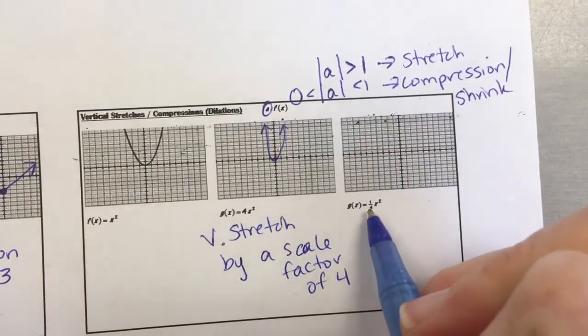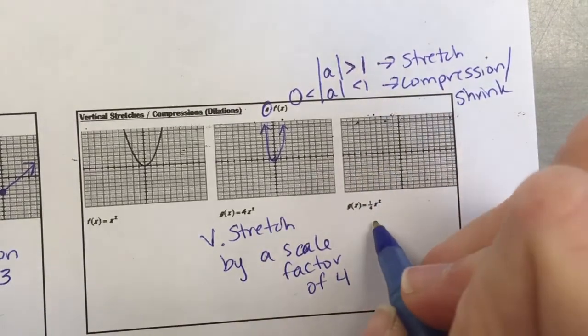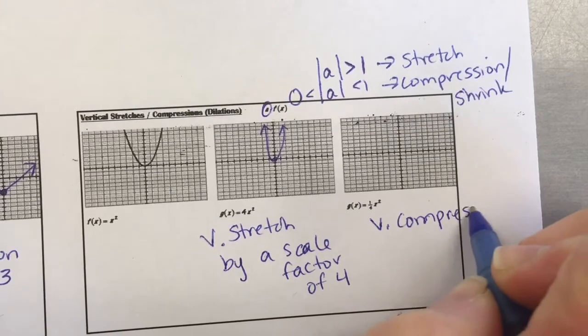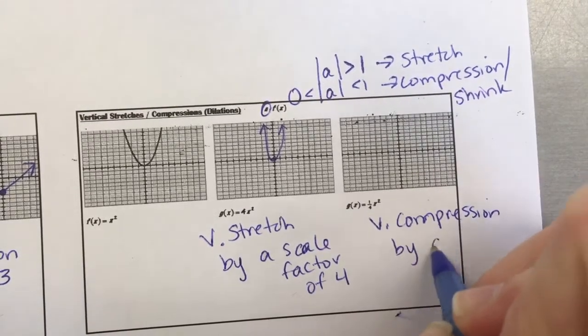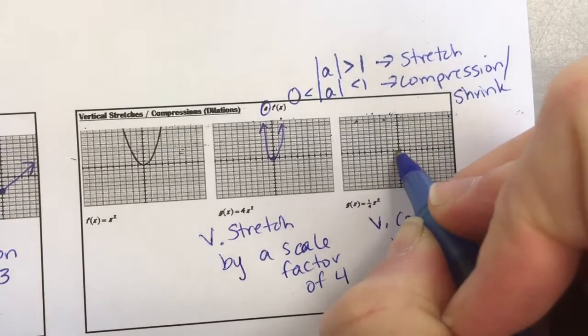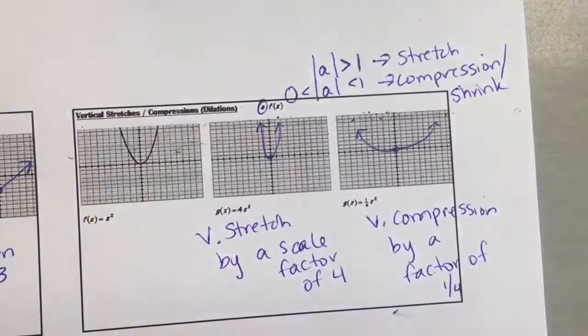Here we're multiplying it by 1/4. 1/4 is less than 1. So that is a vertical compression, or a vertical shrink, you could call it, by a factor of 1/4. Starts at 0, 0. If you compress it, it actually makes it wider.